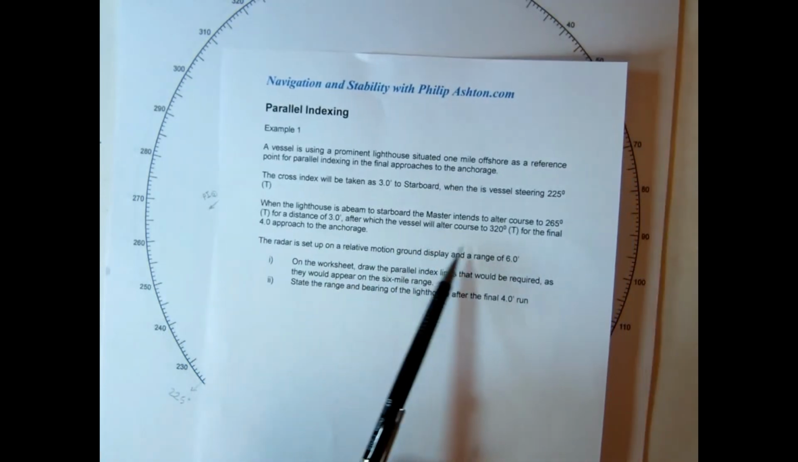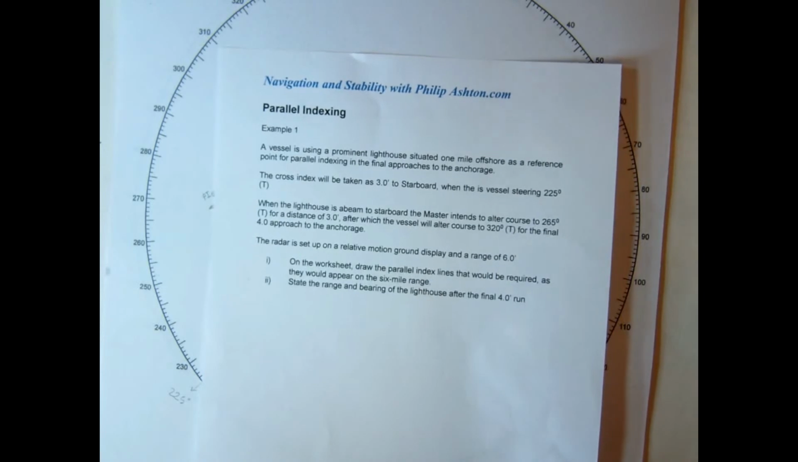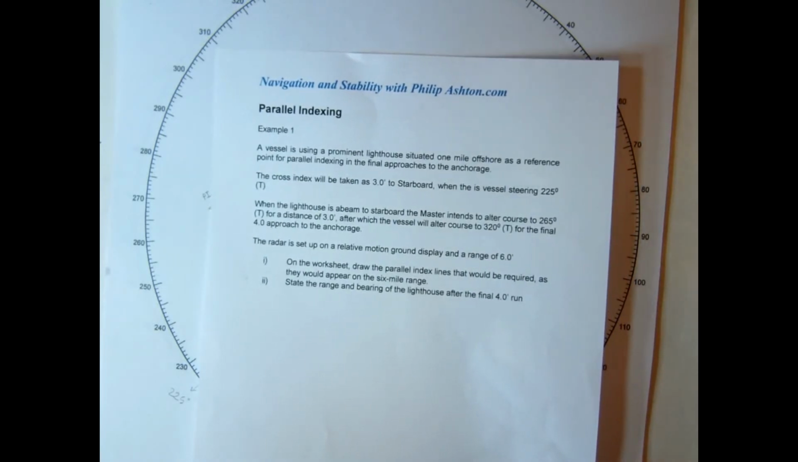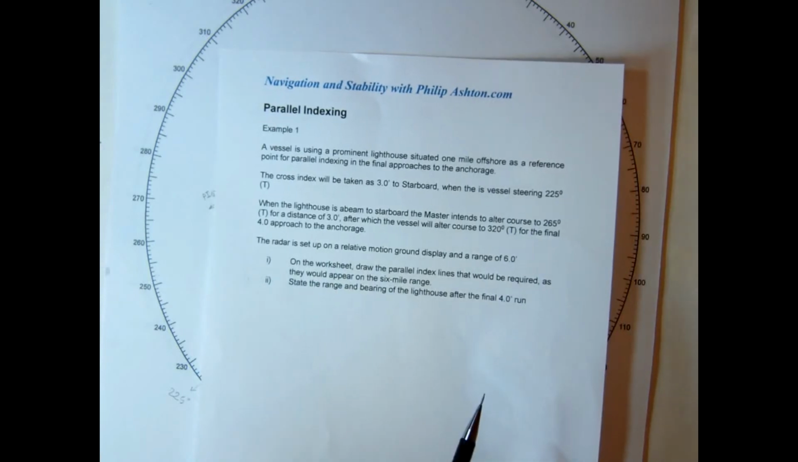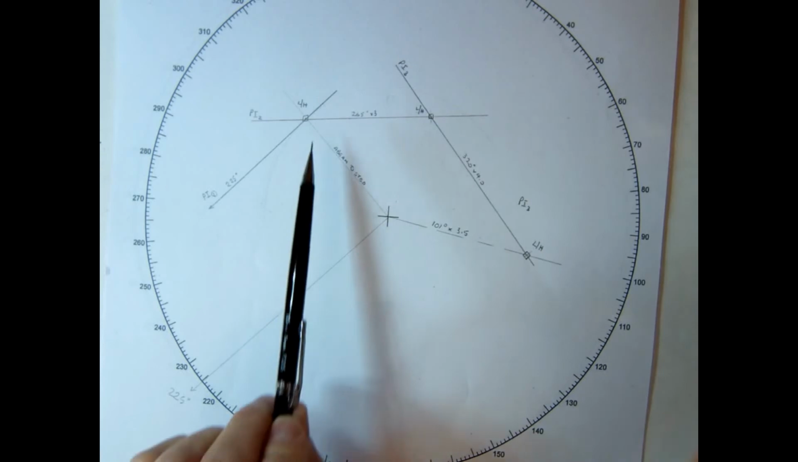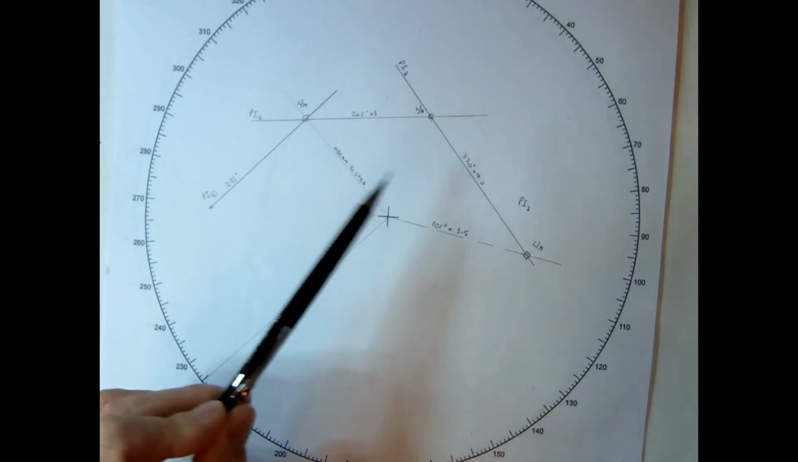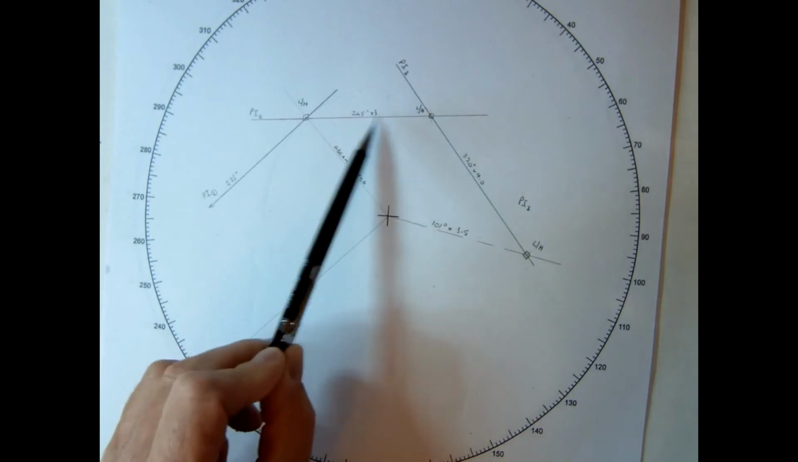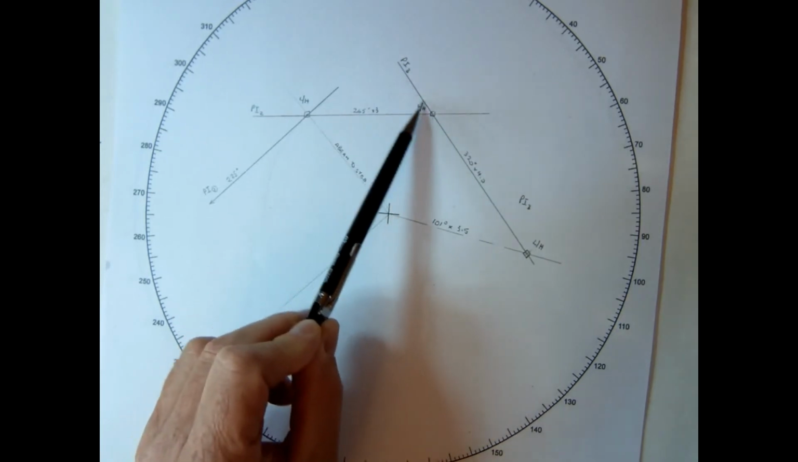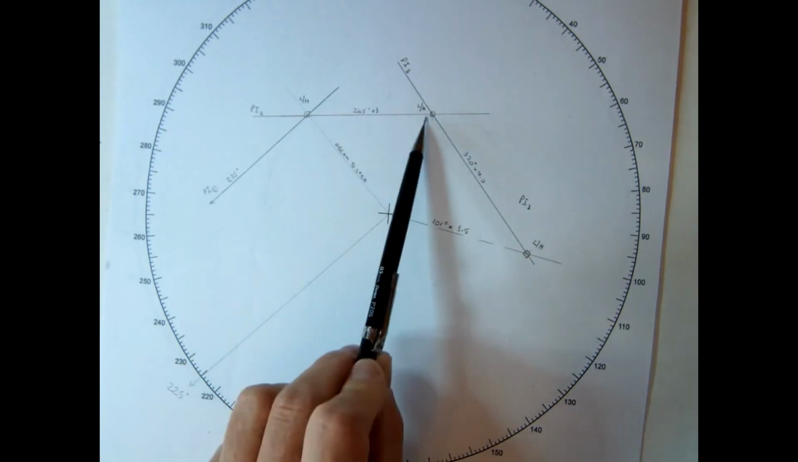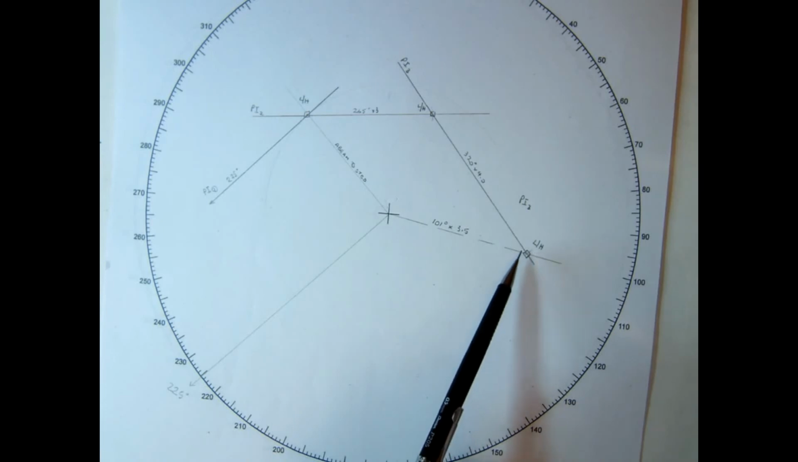After which the vessel will alter course to 320 for the final 4 mile approach to the anchorage. Obviously the radar is set up relative motion, a range of 6 miles. So 265 for 3 miles, then alter course to 320. So at this point here, when we've measured 3 miles, we do the PI3 at 320 and we measure a distance of 4 miles. So this is 3 miles, this one's 4 miles.